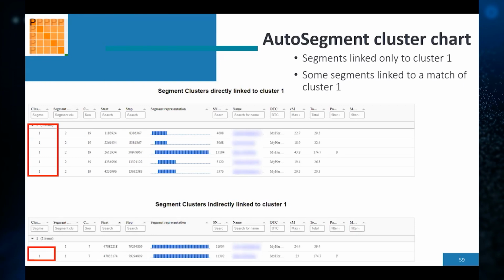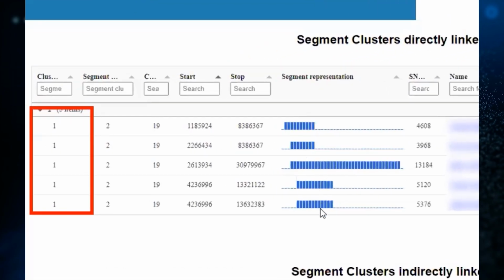In this case, we have an orange cluster which is fully connected, which is cluster 1. You see in the red, this is cluster 1. And then there are two segment clusters linked to this orange cluster. One is directly linked. That means that all of the members of cluster 1 have a segment. So you see that every segment here, the segments are located over here, is derived from a match that is in cluster 1. These are all on chromosome 19, and these are the positions. You see that one of them is very large, and the other ones are much smaller.